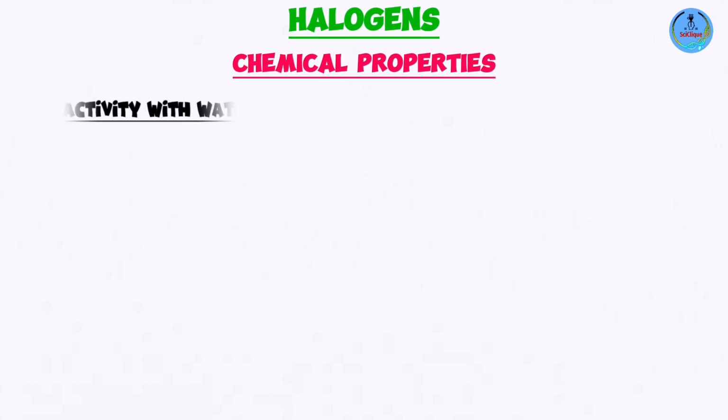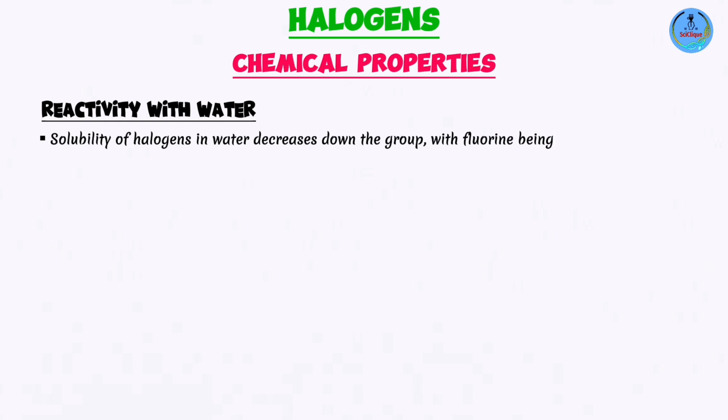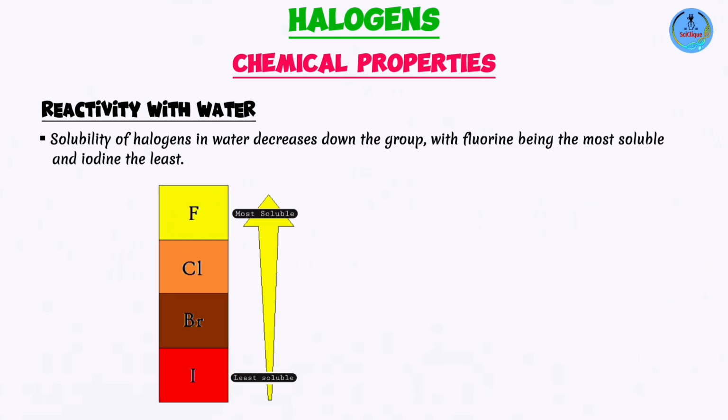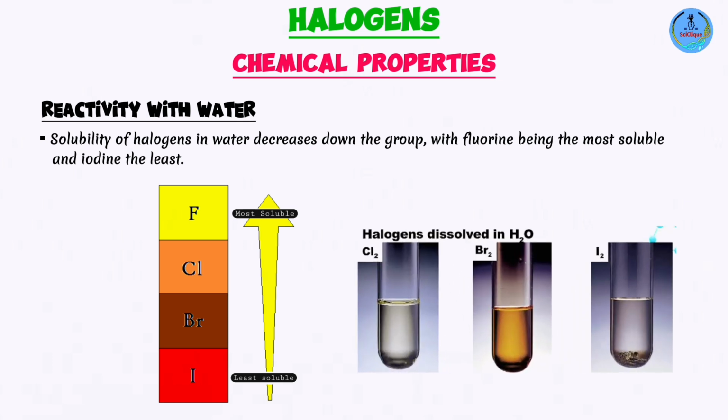How do halogens react with water? Are halogens even soluble in water? The solubility of halogens in water decreases down the group. This simply means that fluorine as well as chlorine are soluble in water, bromine not as much, and iodine is only slightly soluble in water.